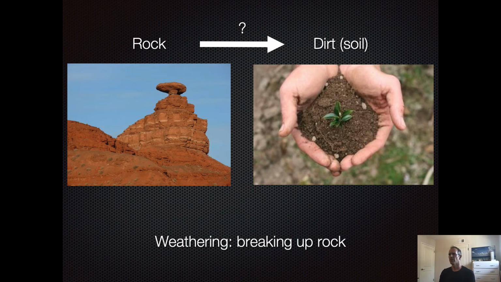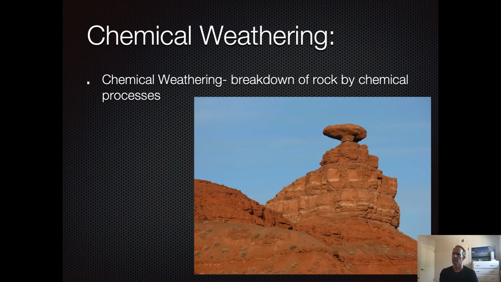So how do we form soil? Soil, first, what is it? It's just decomposed rock material. So it's generally a combination of mineral material as well as some organic material. And so we're going to look at the process of going from solid rock to soil, and this is what we call weathering, breaking up of rock. So there's two main types of weathering. There's chemical weathering and physical weathering. So we'll look at chemical weathering first.